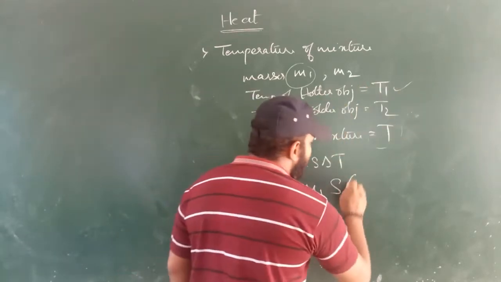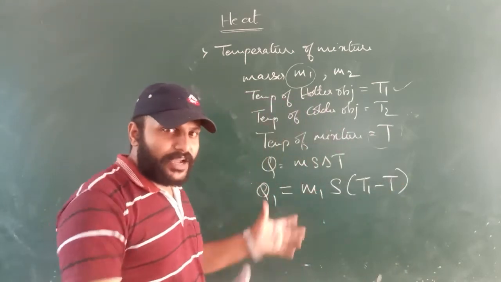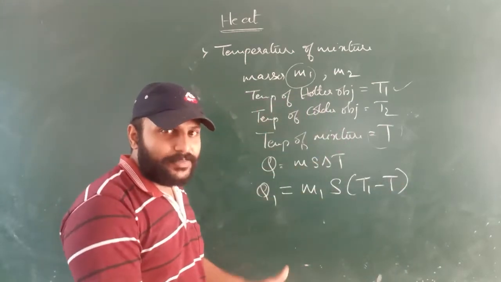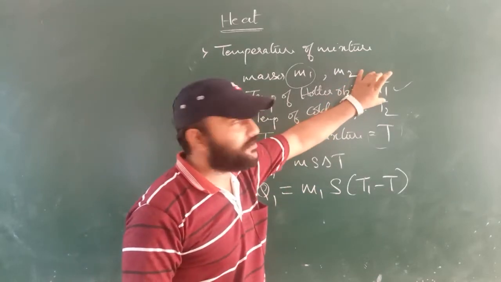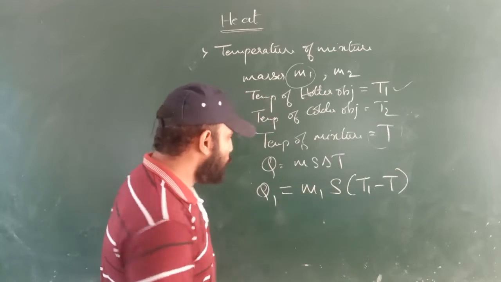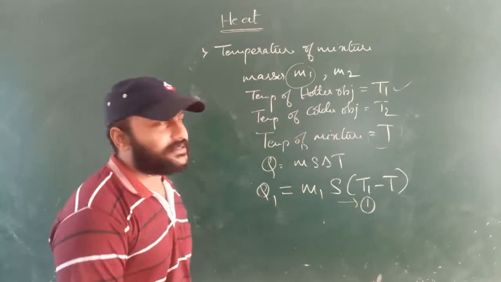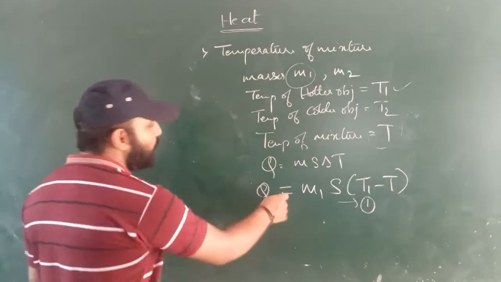So here what will I write? T1 minus T. Understood? We are mixing those waters in the large beaker, so the higher temperature is T1 and the lower temperature is the temperature of the mixture, T. So what is the equation we have got? Q1 equals M1 s, T1 minus T. This is for the hotter object.